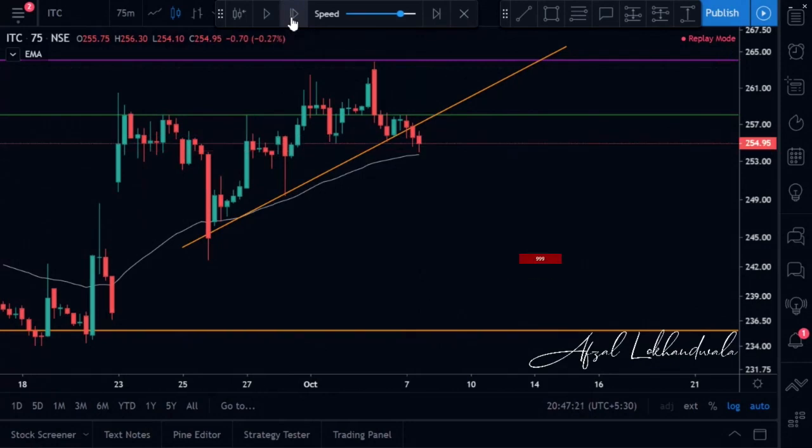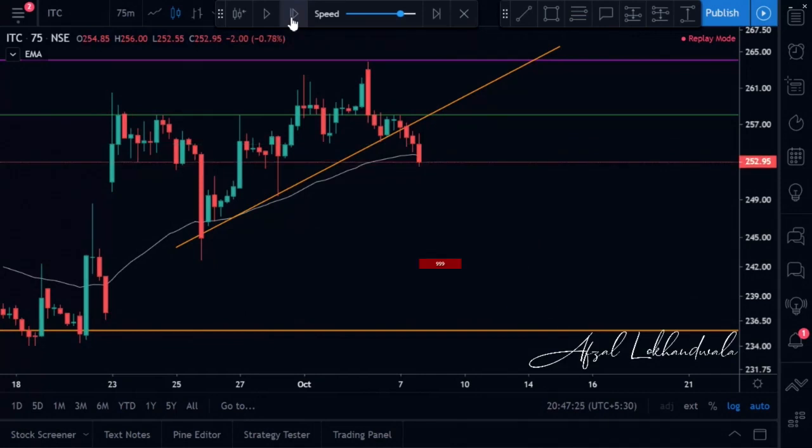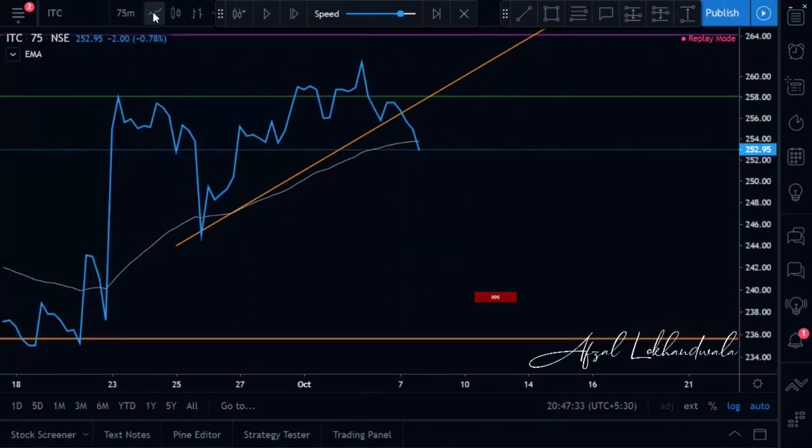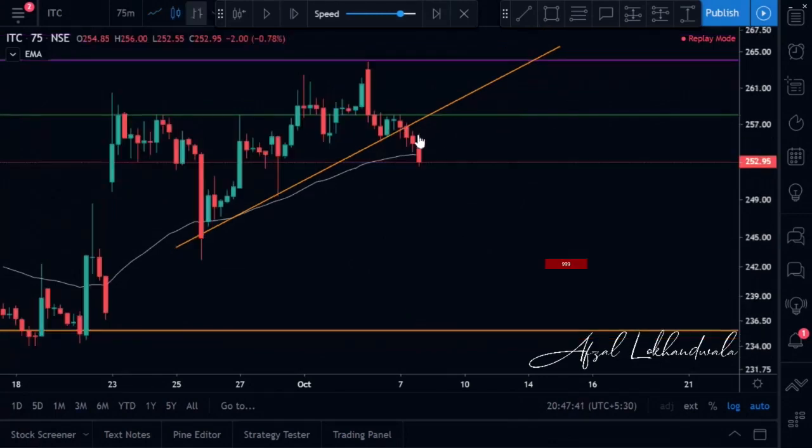Now the price is indeed trying to go down again, we will wait. Yes, now this is a good confirmation. The price has gone below the 50 EMA, and let me switch to the line chart, and the price is making lower lows and lower highs, right? So this is indeed a good confirmation. Now we can go short.